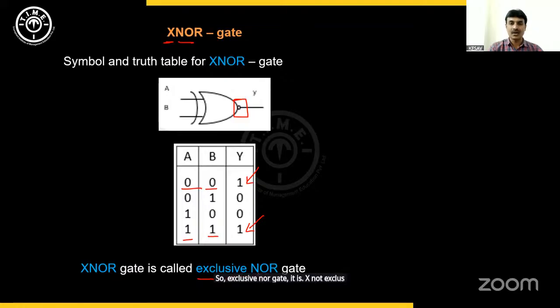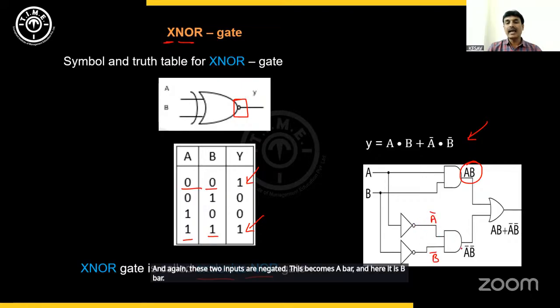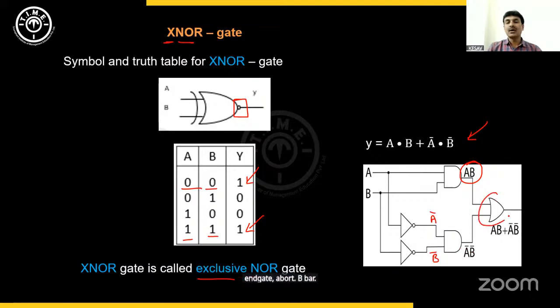XNOR, exclusive NOR. What is its mathematical operation, the Boolean expression for this? A dot B plus A bar dot B bar. Now to get this output, the circuit looks like this. See, first you have an AND gate with two inputs A and B, so the output is A dot B. And again, these two inputs are negated. This becomes A bar, and here it is B bar. AND gate, A bar dot B bar, followed by an OR gate, simple addition. That means A dot B plus A bar dot B bar. That is the Boolean expression for this exclusive NOR gate. Understood?